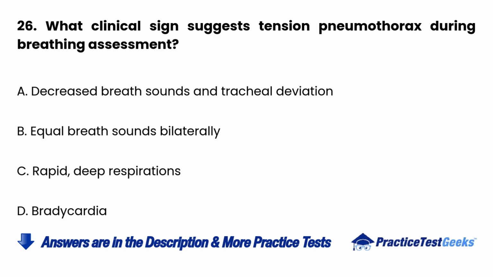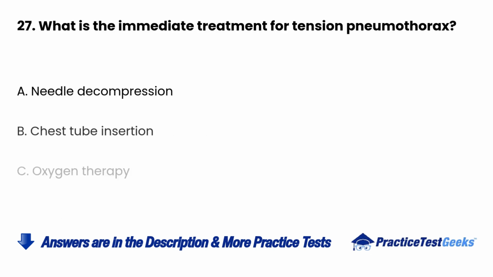26. What clinical sign suggests tension pneumothorax during breathing assessment? A. Decreased breath sounds and tracheal deviation. B. Equal breath sounds bilaterally. C. Rapid, deep respirations. D. Bradycardia.